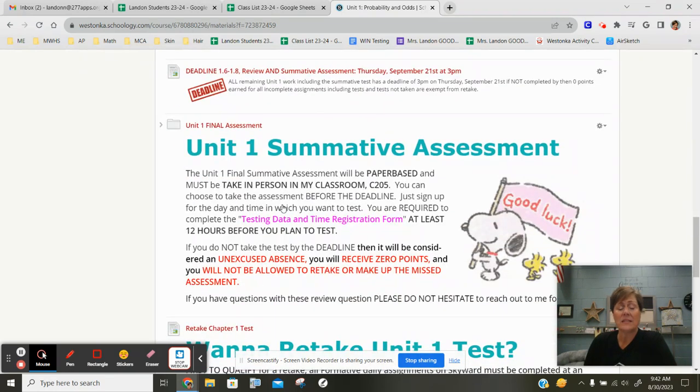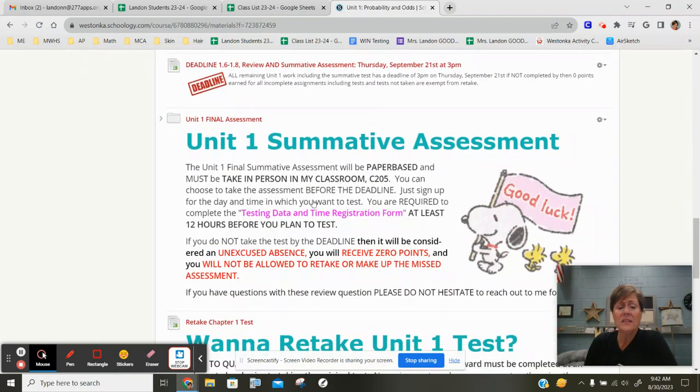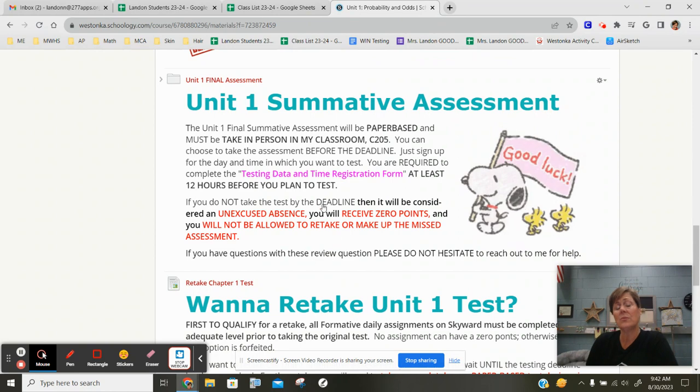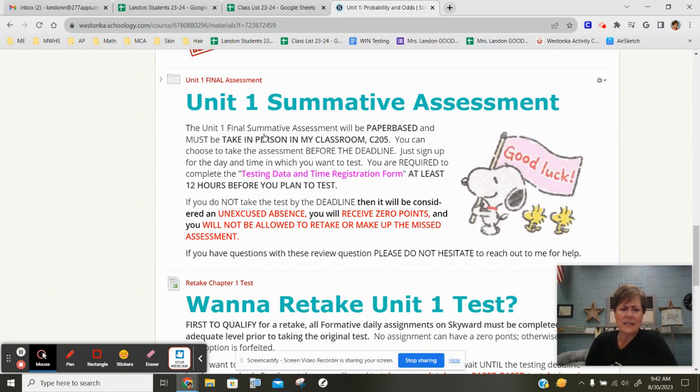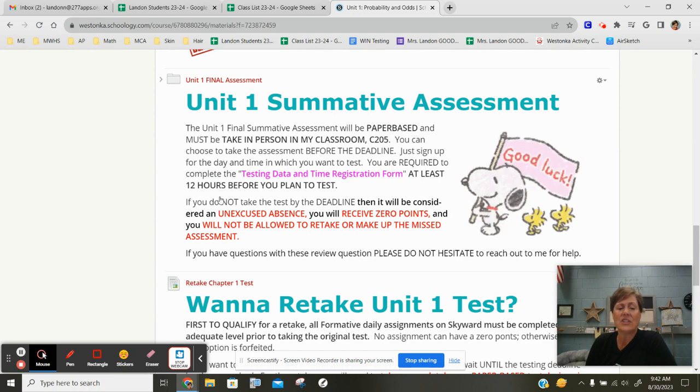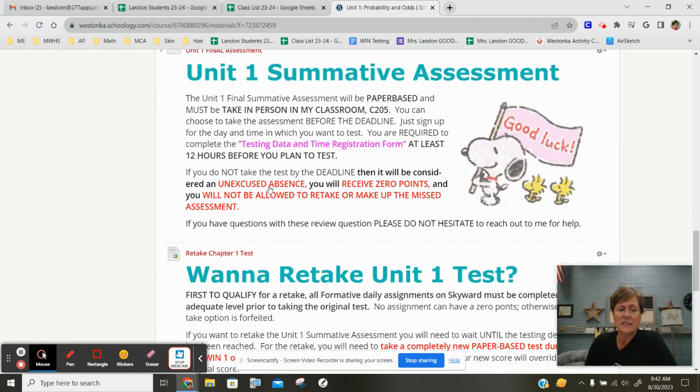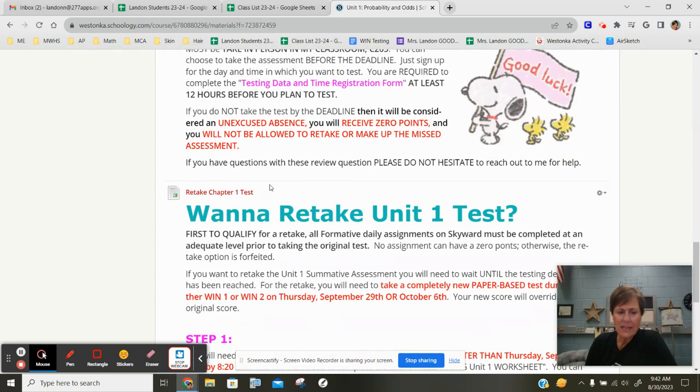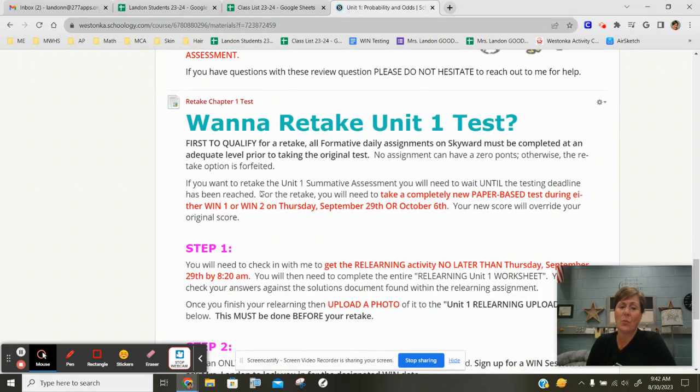Now, the summative assessment on this one, again, you are going to be assigned a WIN session. So kind of ignore what it says here about this testing registration form. That does not apply anymore. You will be testing during WIN and you will already be locked in for that session. So again, take a look and see how that works. I have looked for all you Link Crew leaders when you are available and not available. So hopefully I've assigned you to the proper WIN time. If not, please talk to me.